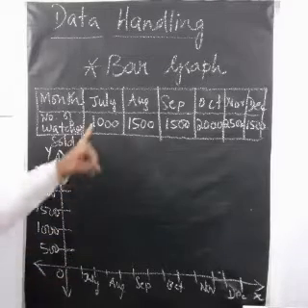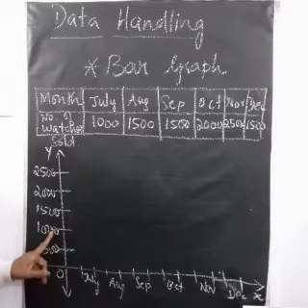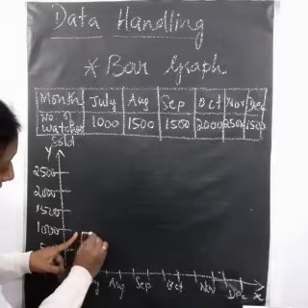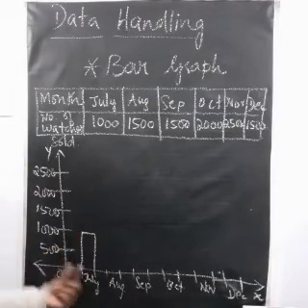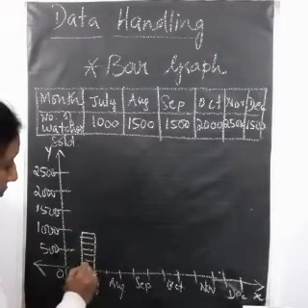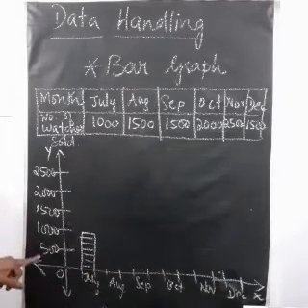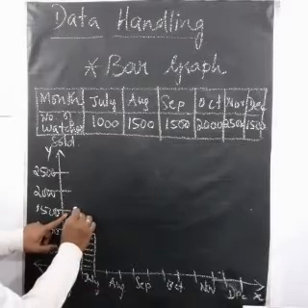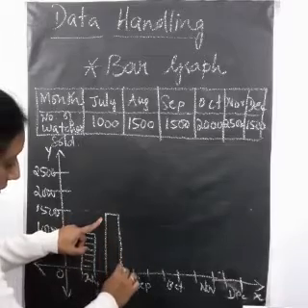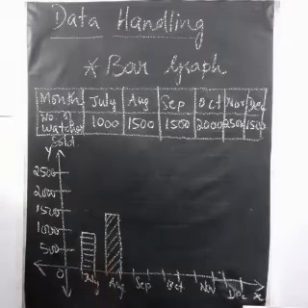Now let us mark. For July, they have said they have sold 1000 watches. Now where is 1000? 1000 is here. So keep your scale up to this and mark this bar. Draw a bar on the month of July. Now you can color it or put some design. Then in the month of August it is 1500. So keep it here and mark the bar. The bar will be like this, and you have got 1500 watches.